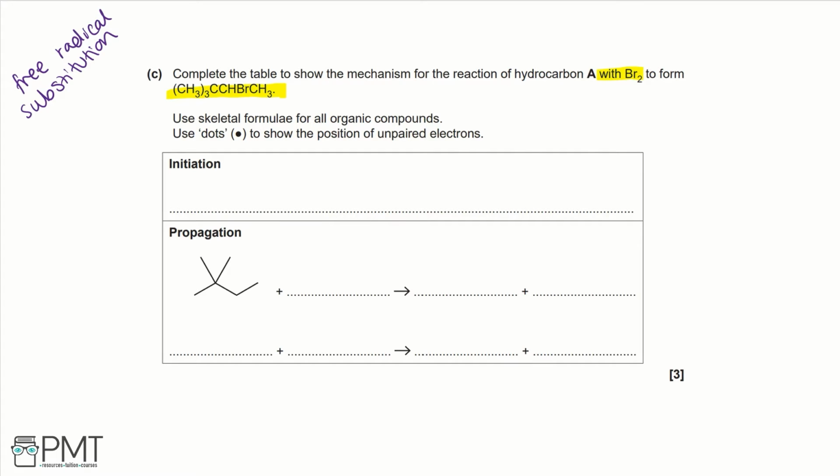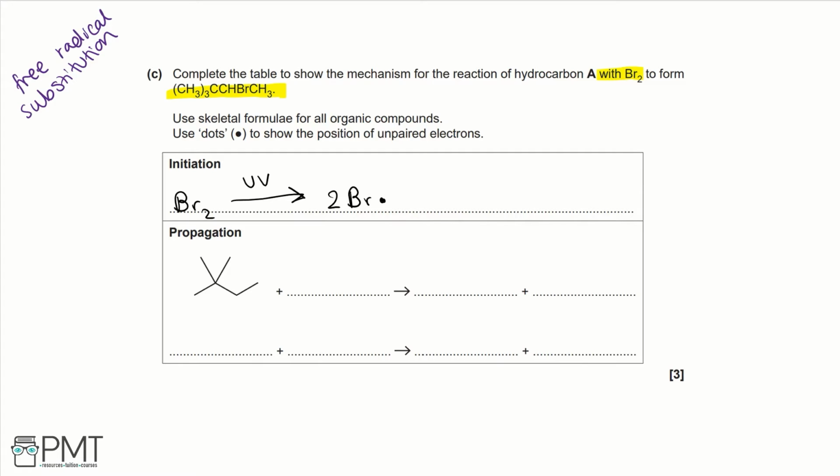So initiation is when you form your radicals. So you'd start with your bromine, and then under UV you form 2 bromine radicals. So you could write UV on the arrow here. That's not going to do you any harm in this question, and it is how you form the radicals. You need this ultraviolet light to form them.